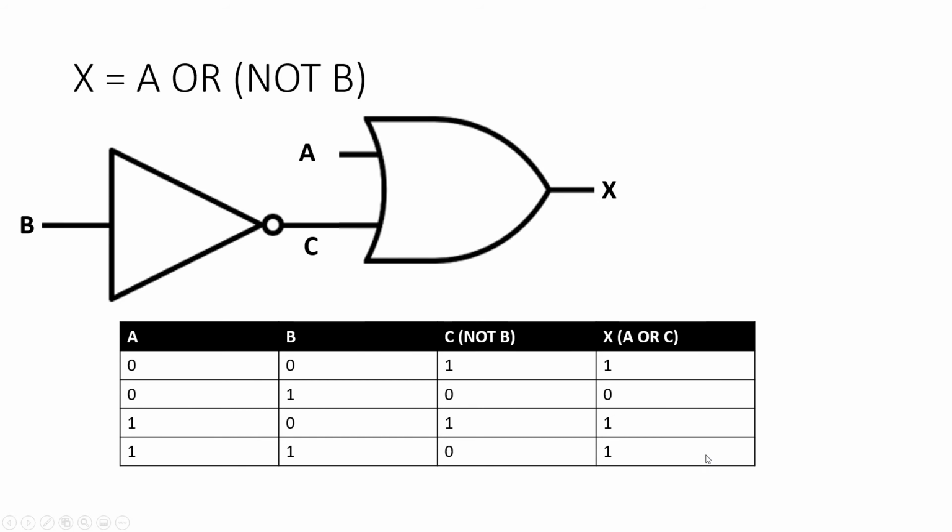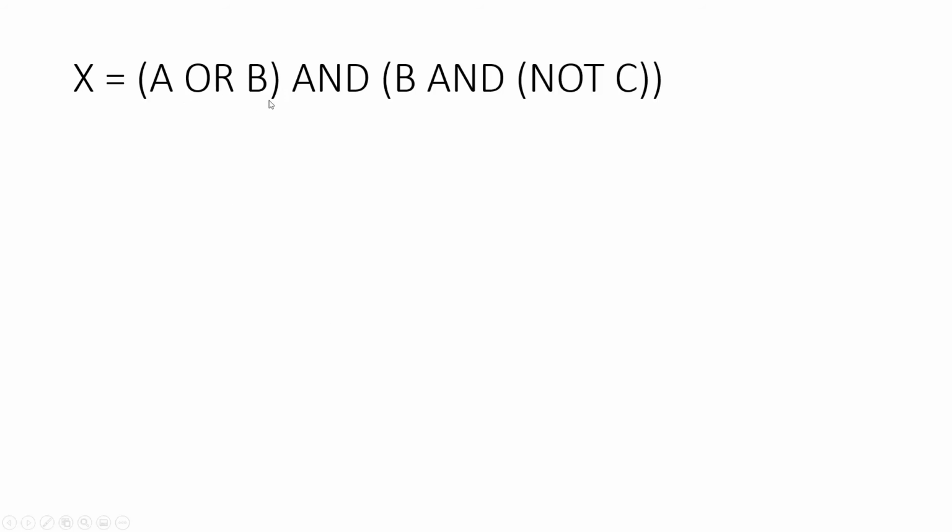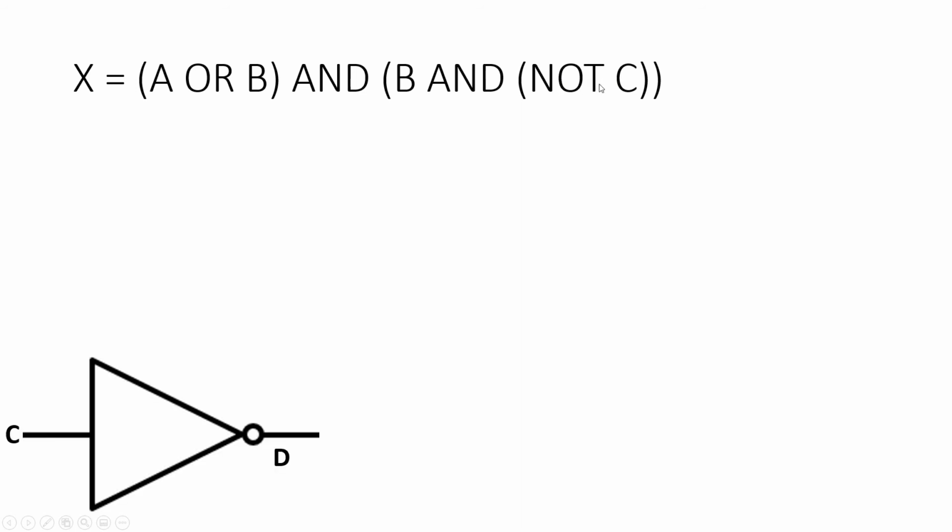Right, then the hardest one. A or B and B and not C. You could start with the A and B first. You could start with the not C. I'm going to start with the one in the most amount of brackets. So not C here is within a bracket already. So I'm going to do not C first.